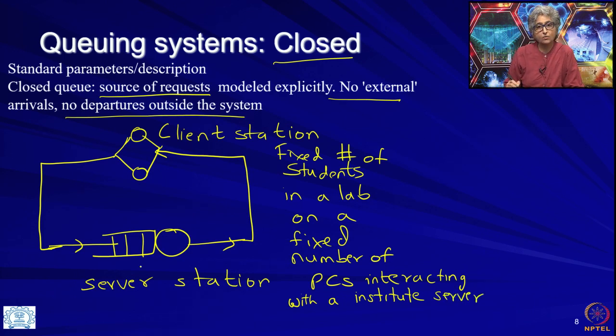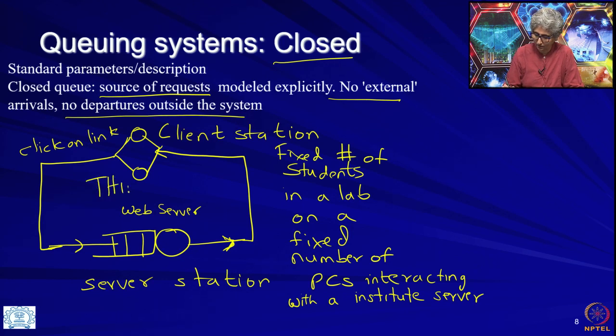So what are these students doing typically? Let's say they are interacting with a web server, a website of the institute. They will click on the link and then the request goes to the server. This is a web server. It may queue for the thread. It will get processed and then the response will come back to the user, and then the user does what we call think. So this represents the response. This is the web page which has gone back to the user.